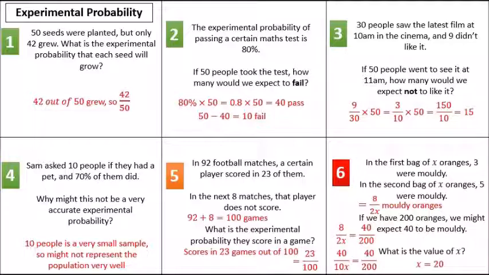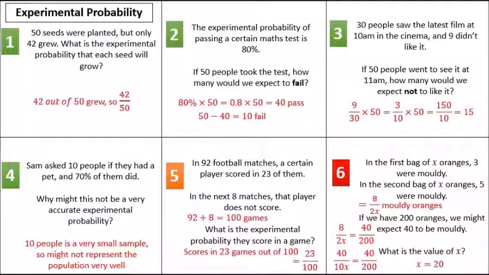Question 5, 92 football matches. A certain player scored in 23 of them. In the next 8 matches, that player doesn't score. Well, that means there's been 100 games in total, and they only scored in 23 of them. So 23 out of 100, 23 over 100, is their experimental probability of scoring in a game.